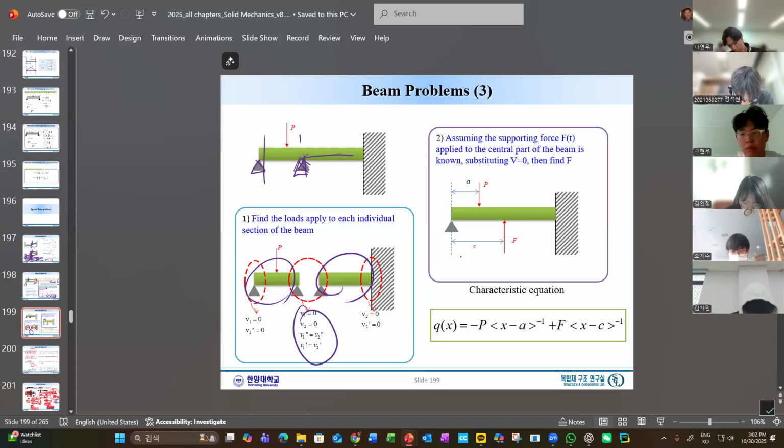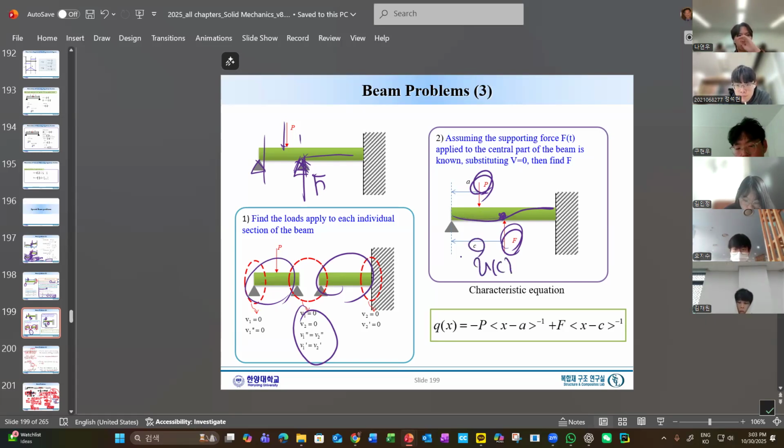Another easy way would be, say here, the point is that we don't know how much the reaction force is, right? So we have a P and we have an F. If we know the F, we can solve this equation, I mean the deflection curve. So we just solve them with P and F, and then once we have all the equations, one constraint here is that V at C, the deflection at C, is 0.